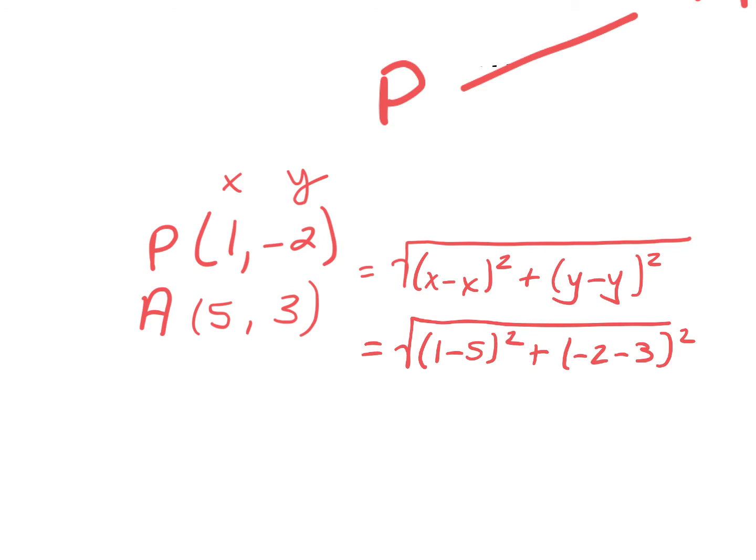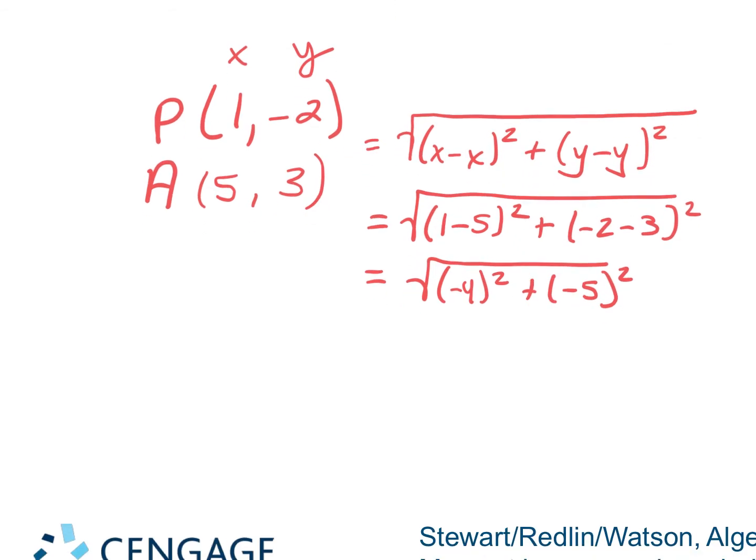Now, this is where it gets a little hairy, guys, because we're not going to use calculators, so you just got to be careful. I write everything out. What's 1 minus 5? -4 squared. If you wrote it the other way, you got +4. No biggie. Now down here, -2 minus 3, I get -5 squared. If you wrote it the other way, you got +5, correct? One more step. What is -4 squared? 16, good. Plus, what's -5 squared? 25. And then I add those two numbers together, and I get the square root of 41. So the distance between points A and P is the square root of 41.